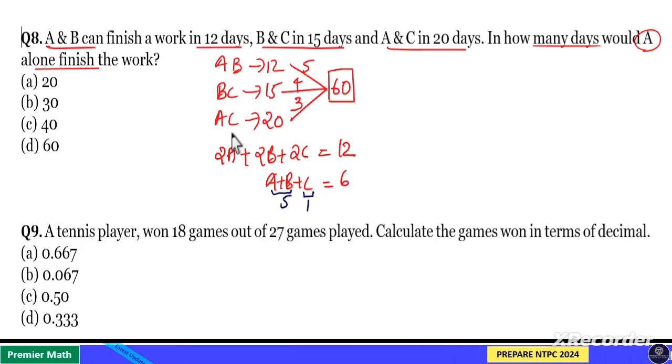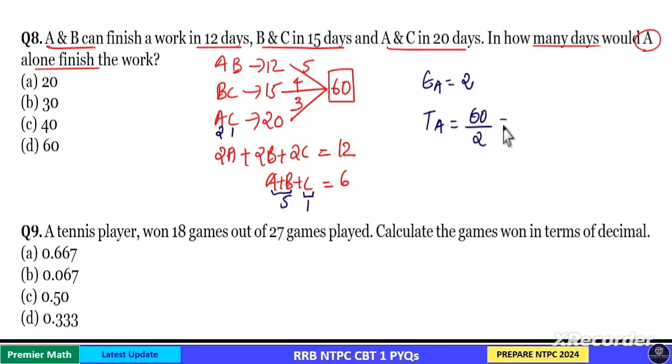If C finishes 1 unit in one day, and A and C finish 3 units in one day, then A will finish the remaining 2 units in one day. Efficiency of A is equal to 2 units, which means time taken by A to finish 60 units of work is 60 by 2, 30 days. That is, in one day A will finish 2 units of work. So in 30 days A will finish 30 into 2, 60 units of work. So option B is your answer.